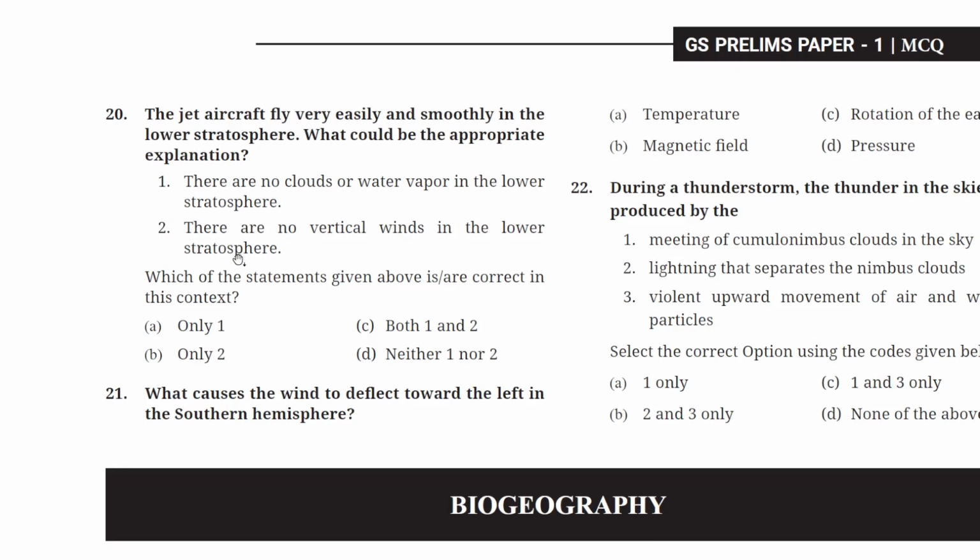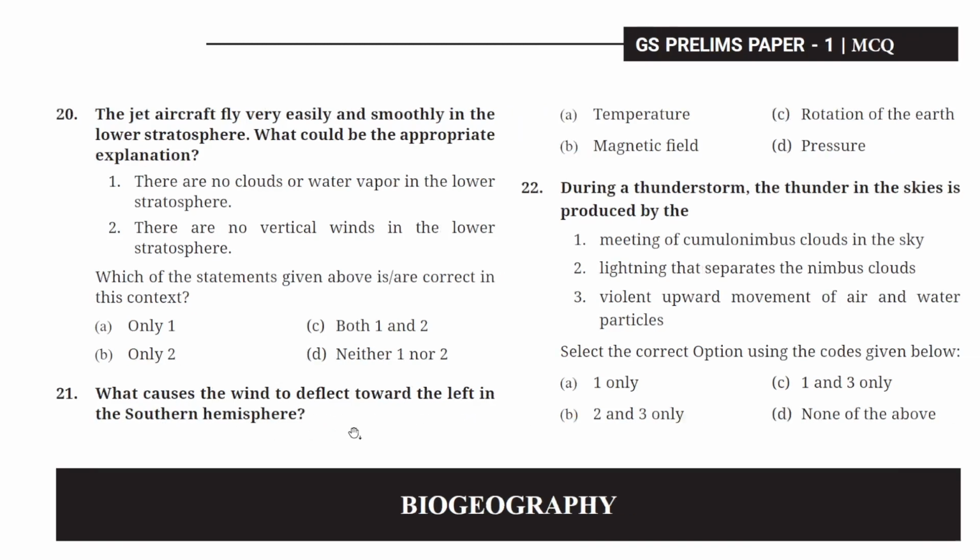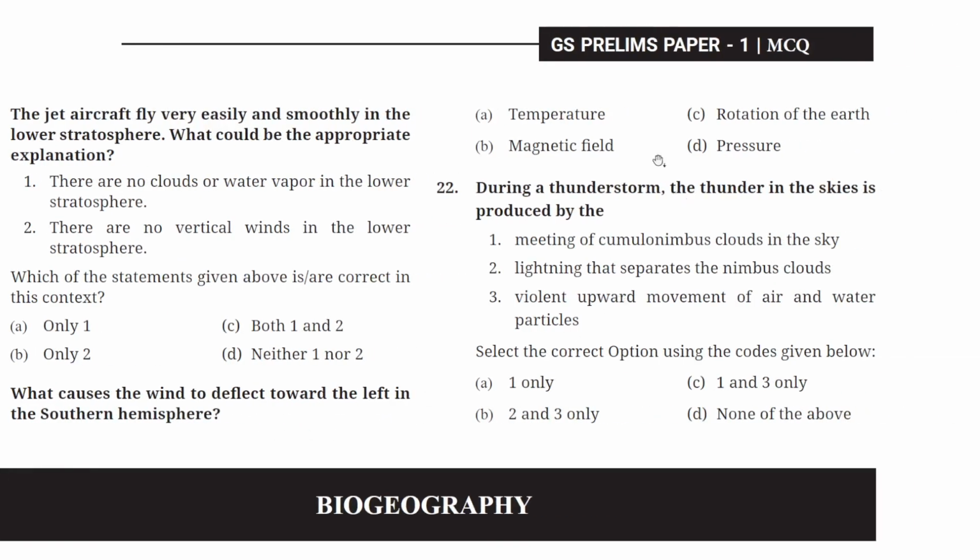Coming to question number 21. What causes the wind to deflect toward the left in the southern hemisphere? So what is the reason? The reason is not the temperature. By the rotation of the Earth, the Coriolis force is the actual reason. But here the most appropriate option is C, rotation of the Earth.